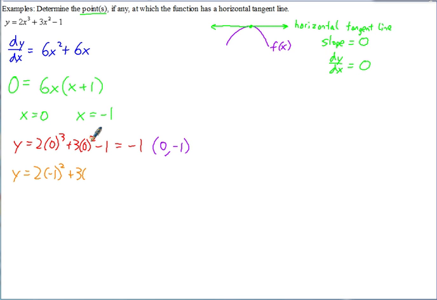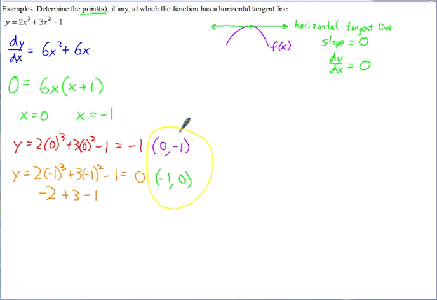And if we plug in negative 1, oops, I put a square there accidentally. Sorry, yeah, that's right. It's cubed here. So this was supposed to be cubed. So that would be negative 2 when it's cubed, and that would be positive 3 minus 1, which would give you 0. So our other point would be x is negative 1, and y is 0. So those are our 2 points where we have a horizontal tangent line.